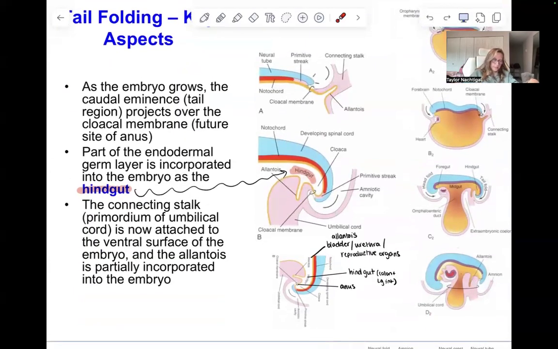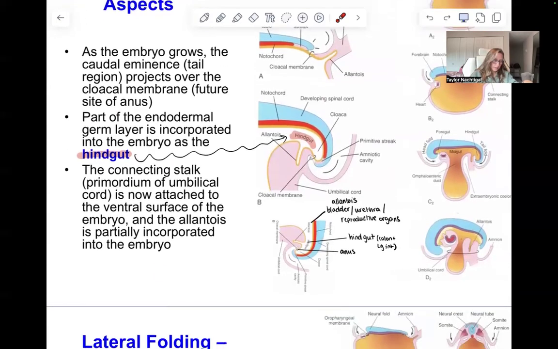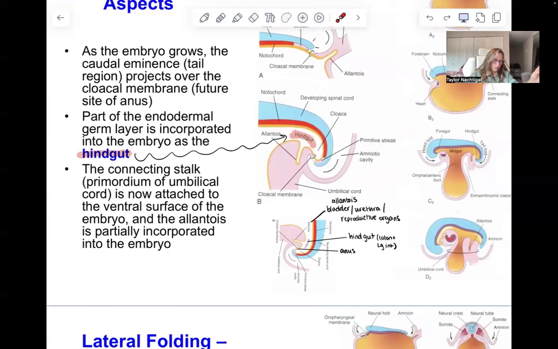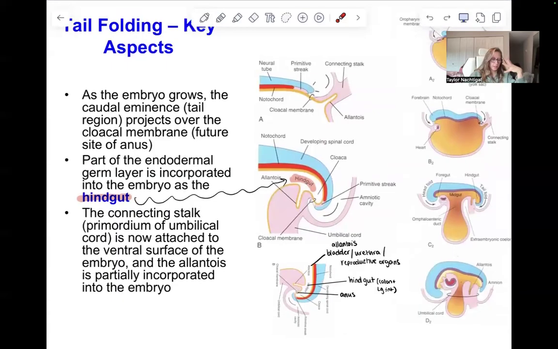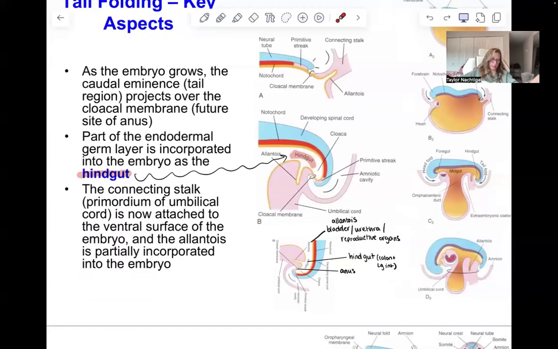The caudal eminence, trying to find that here. That's just this structure here. It projects over the cloacal membrane. Part of the endoderm germ layer is incorporated into the embryo as the hindgut. So this is the same concept as what we just saw at the front end, where we have endoderm forming a kind of pouch or pocket as it folds, a diverticulum, if you will, and this is going to become hindgut. The connecting stalk is going to be attached eventually to the surface of the embryo, and the allantois is also going to be more incorporated into the embryo at this stage.